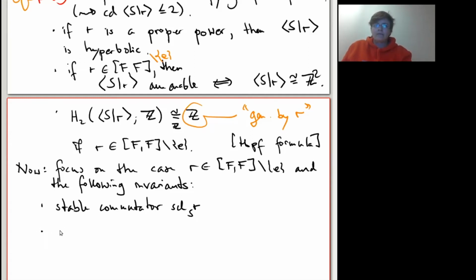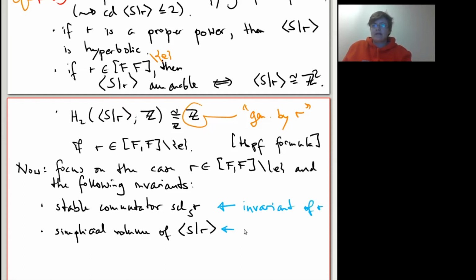And on the other hand, if you look at it from a more geometric or homological point of view, you could look at the simplicial volume of this group. And of course, the first one, the stable commutator length, is an invariant of the relator. And the second one is an invariant of the group.